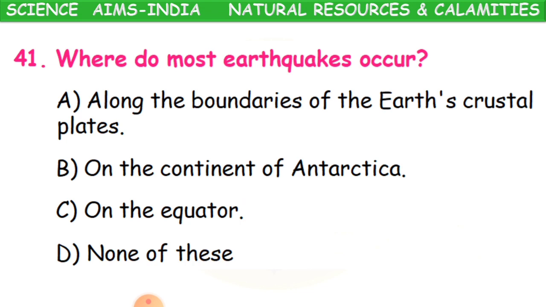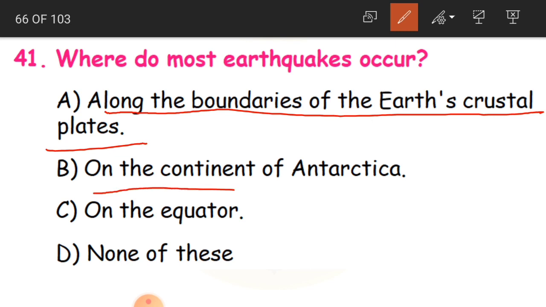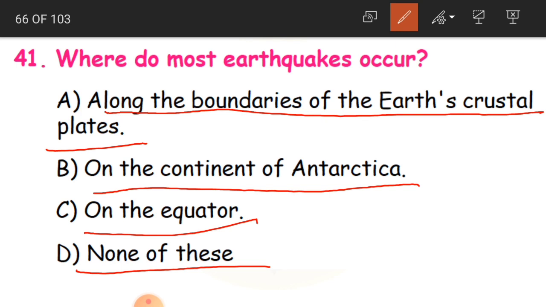41st question. Where do most earthquakes occur? A option is along the boundaries of the Earth's crustal plates, on the continent of Antarctica, on the equator, or none of these. And the answer is A, along the boundaries of the Earth's crustal plates.